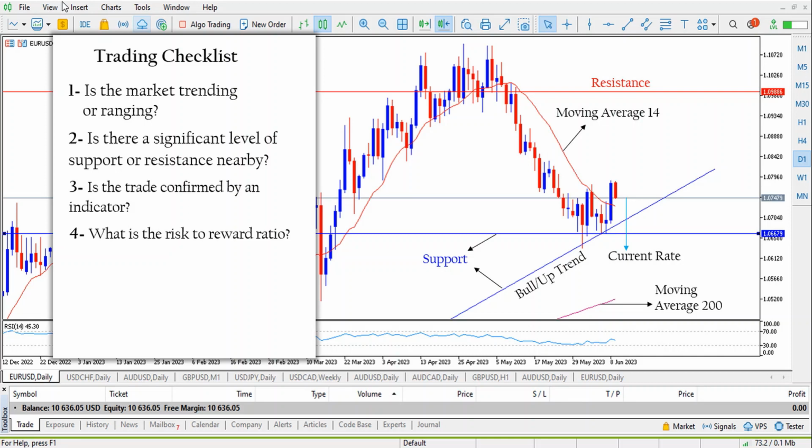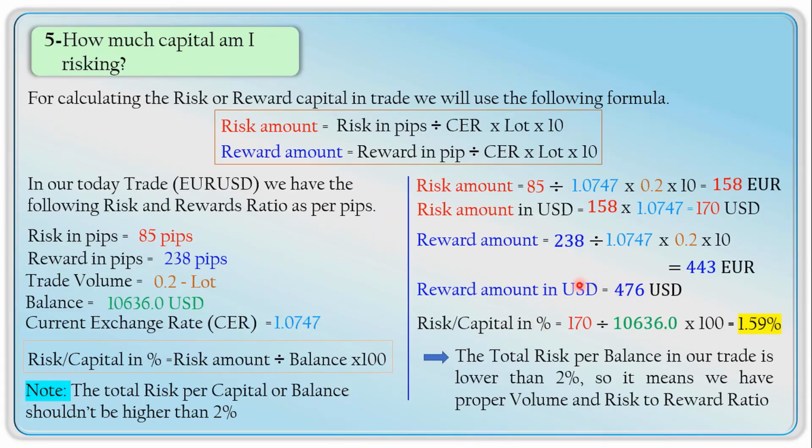4. What is the risk to reward ratio? We already have allocated our sell stop, which is 85 pips, which is called the risk. We already specified our take profit as well, which is 238 pips. 5. How much capital am I risking? We already calculated the risk amount. Here our risk amount is $170, and the risk per capital percentage is 1.59%.